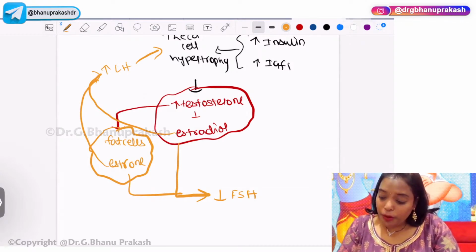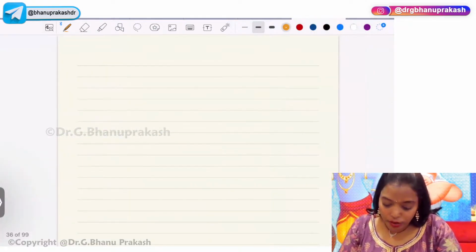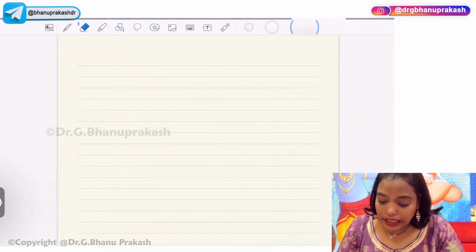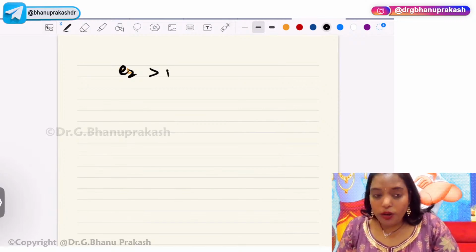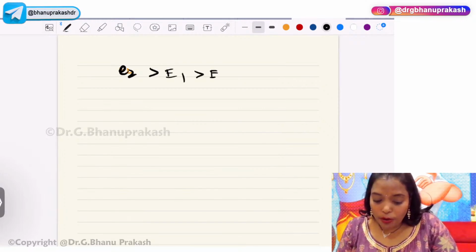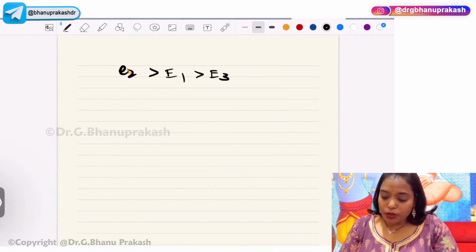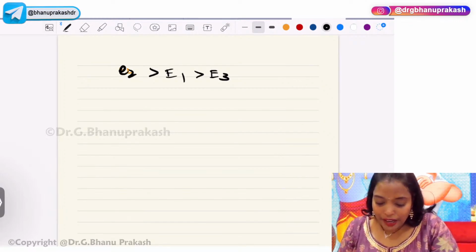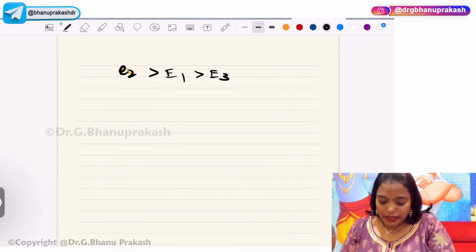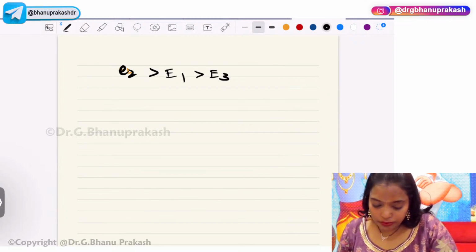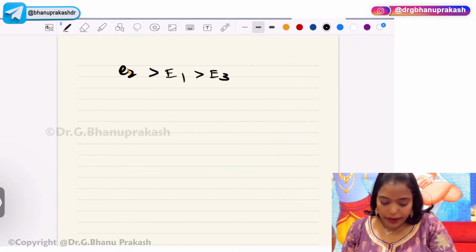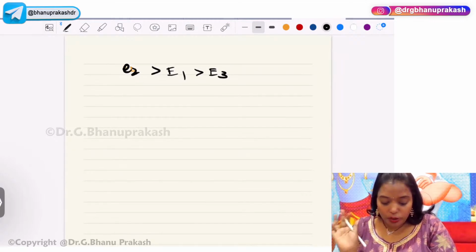What is the most potent form of estrogen? Very good. This was asked as a question, no? Always remember, E2, estradiol, is the most potent form of estrogen, followed by E1, estrone, followed by E3. So first most potent is estradiol, then E1, estrone, and then E3, estriol. Okay? E2.